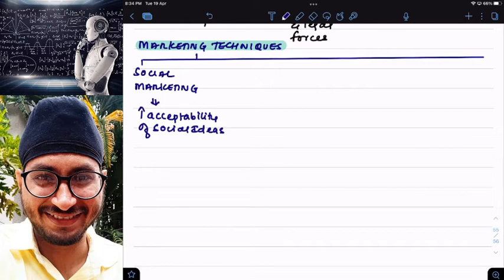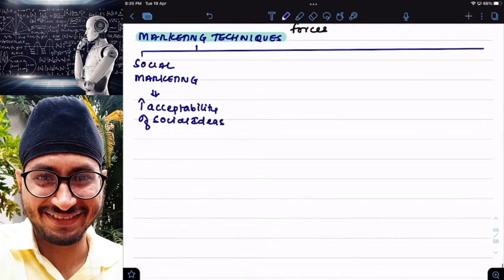Tobacco causes cancer. Alcohol is injurious to health. Whenever you go to a movie theater, before any movie starts, an advertisement will come, right? That person's name is Mukesh. That is an example of what? Social marketing. Government is trying to promote social ideas to encourage people to accept social ideas rather than rejecting them.